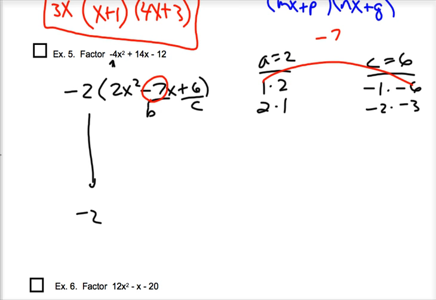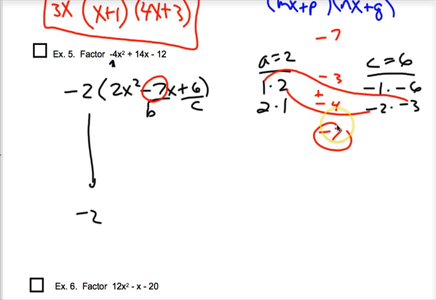Now I would not skip down to the 2, 1. I would try 1, 2 with this one. So it's 1 times negative 3, negative 3. 2 times negative 2, negative 4. And when I add those together, I get negative 7, and that's what I want. So I found the numbers that work. They're right here.